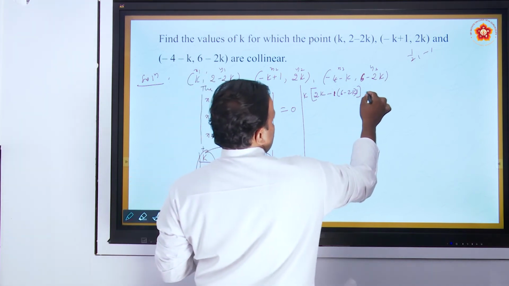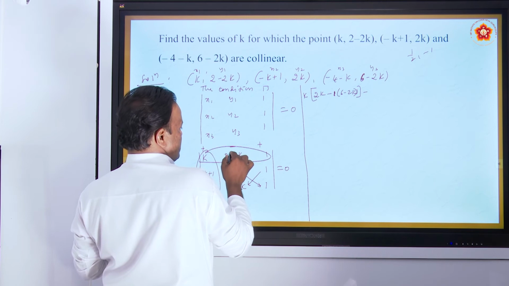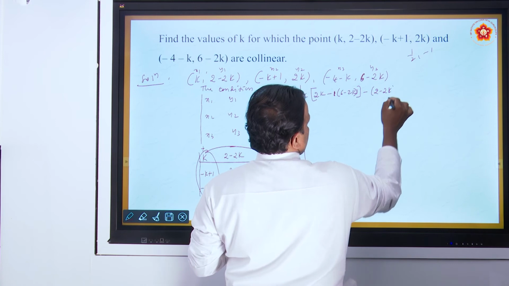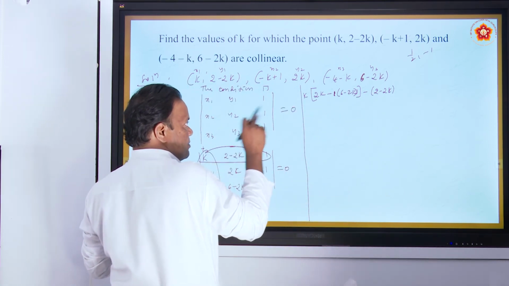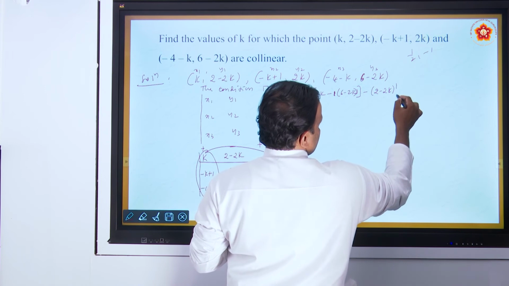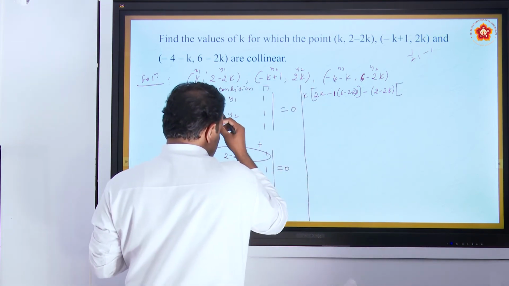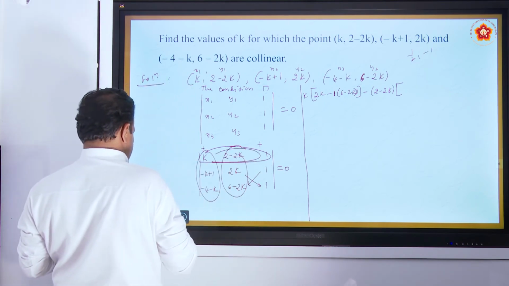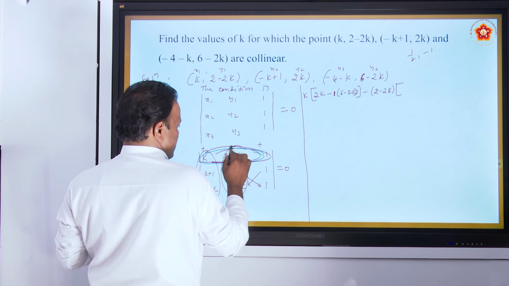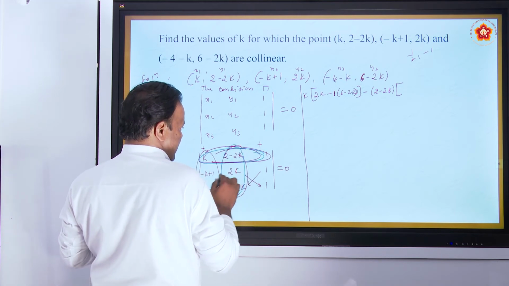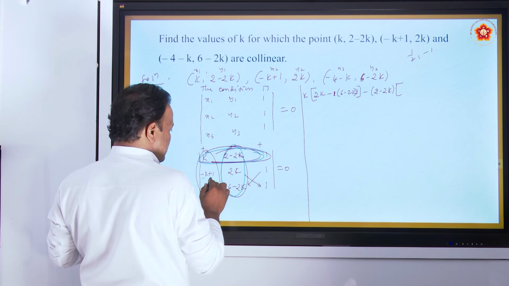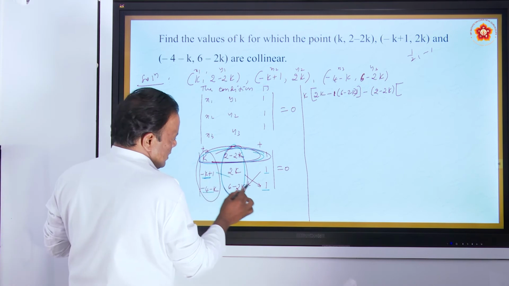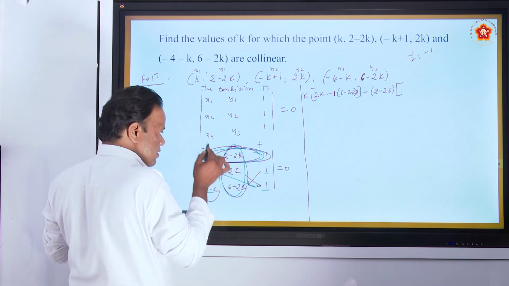Plus minus plus: minus, 2 minus 2k. Again use the 2 minus 2k in a bracket, because two terms are there and outside is a minus sign. Use a square bracket once again here. 2 minus 2k lies in the first row and second column. Eliminating the first row and second column, what is remaining? Minus k plus 1, 1, minus 4 minus k, 1. So multiply these two first, then take minus, and cross multiply.